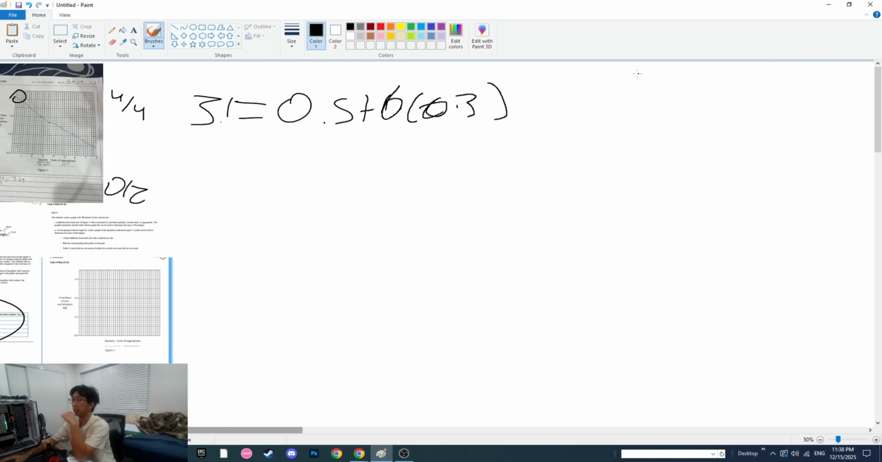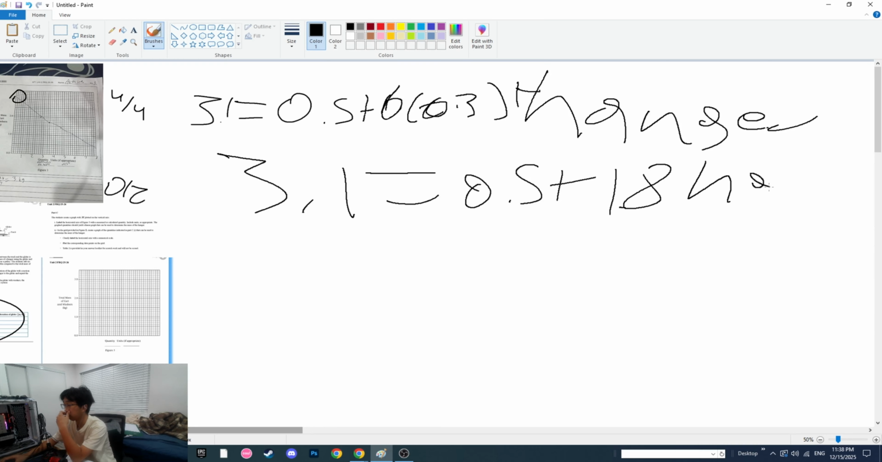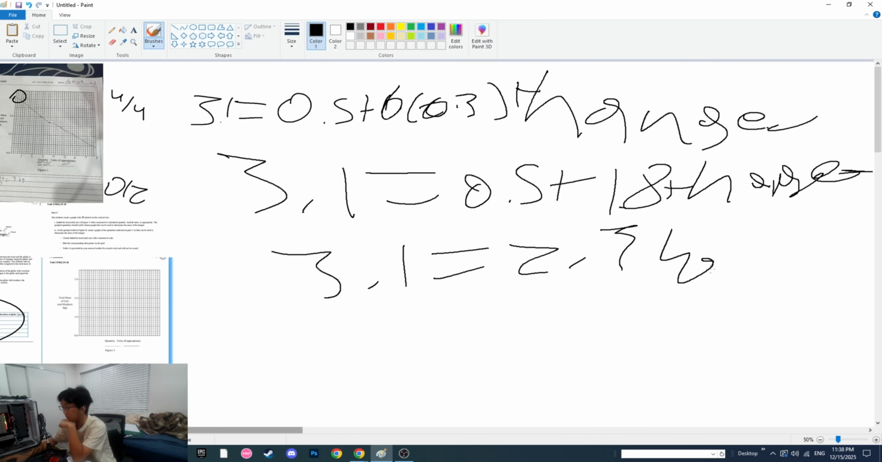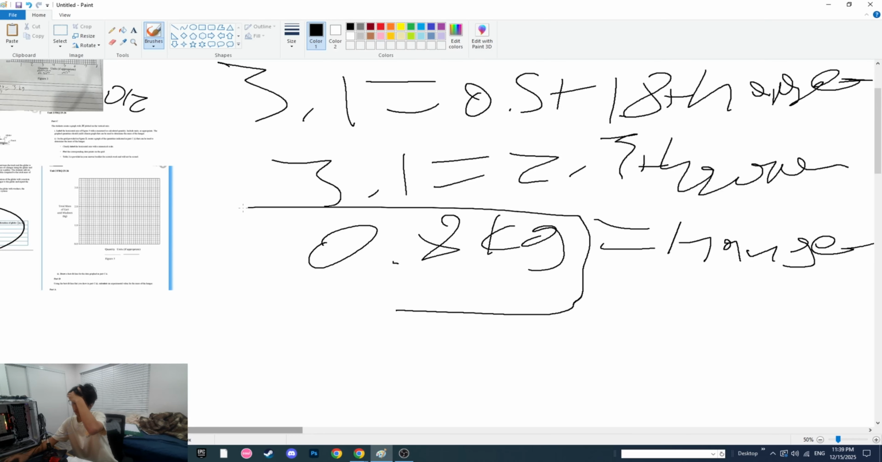And we're looking for the hanger, so we put hanger. So 3.1 equals 0.5 plus 8 hanger. So 3.1 equals 2.3 hanger. We get 0.8 kg equals the mass of the hanger. And this will be the value.